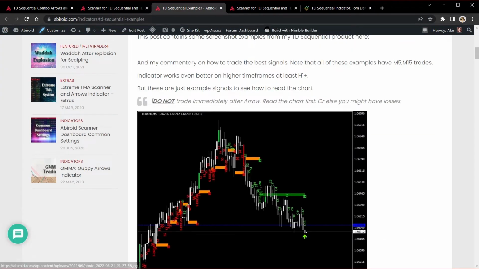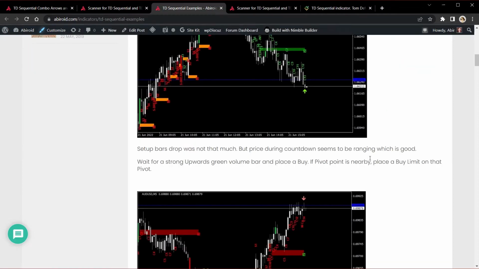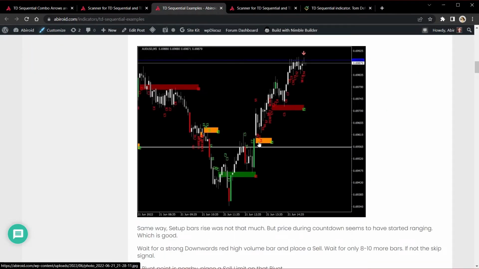So basically, do not trade immediately after the arrow. The arrow only signifies that the TD setup and the TD countdown have finished, but it does not mean to buy or sell immediately. As you can see right here, this is how much the setup had climbed, and this is the countdown. The countdown has kept climbing, but it has found a very nice resistance right here.